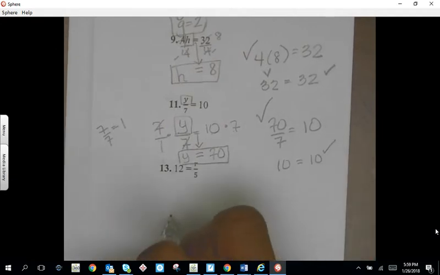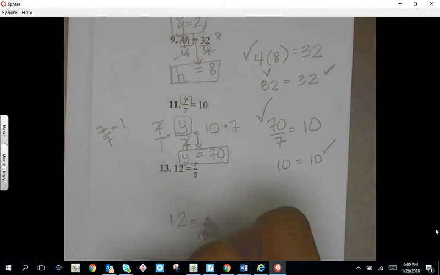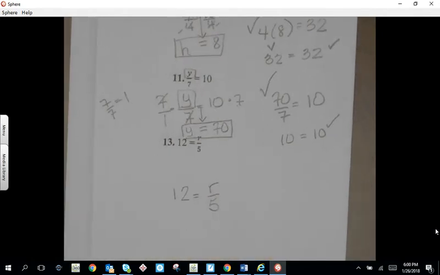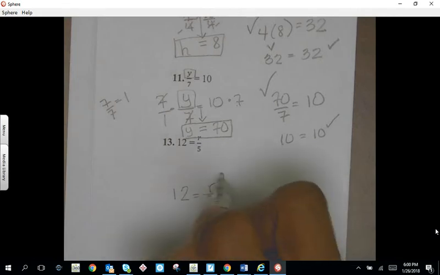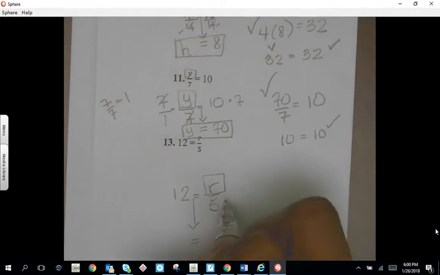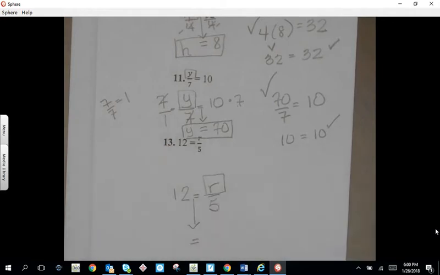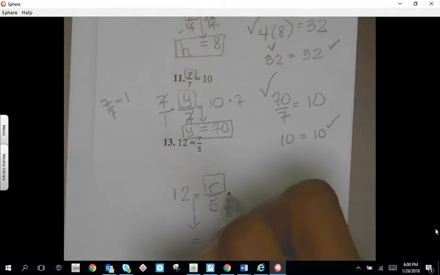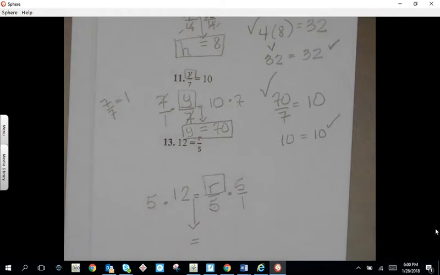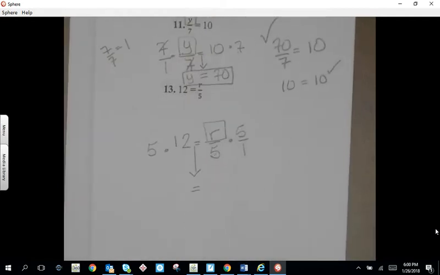I'm going to rewrite it right here. 12 equals R over 5. So here's my variable. I'm going to draw my line. This is division, so I'm going to multiply by whatever number is in my denominator. So I multiply this side by 5 too, because remember step 4 says do the same thing on both sides. So these 5s will cancel each other out.